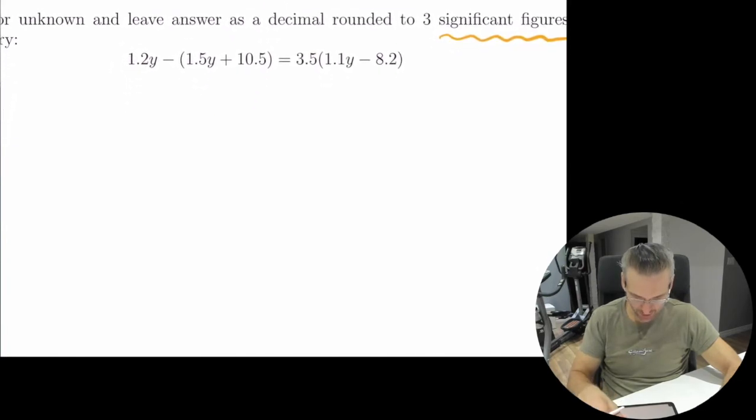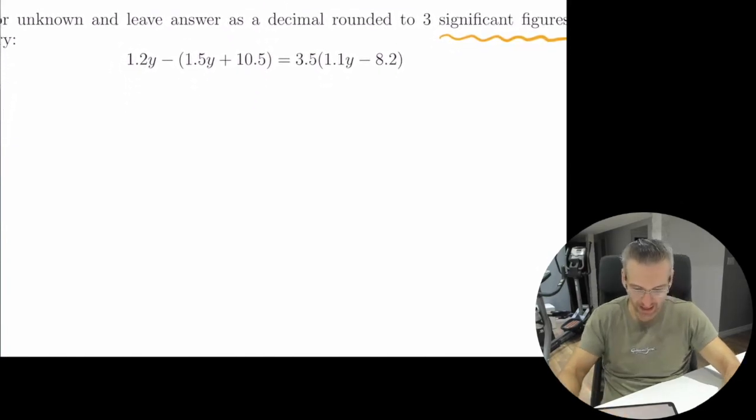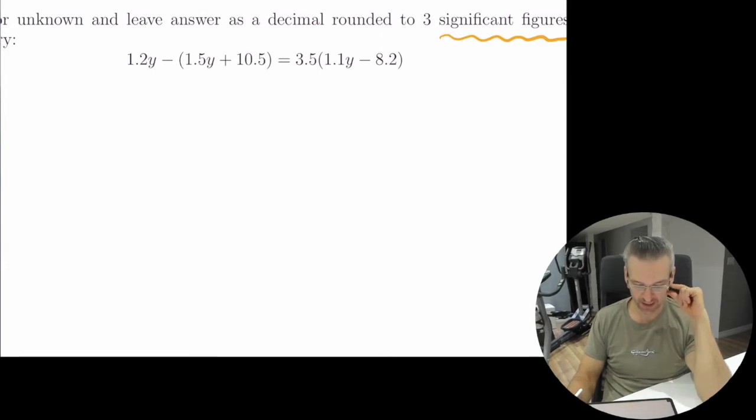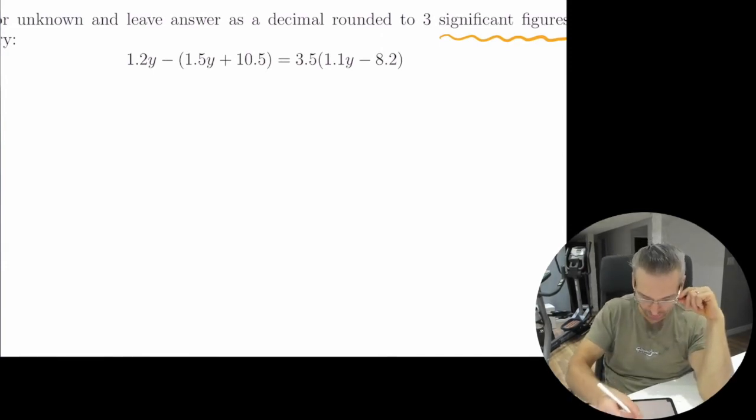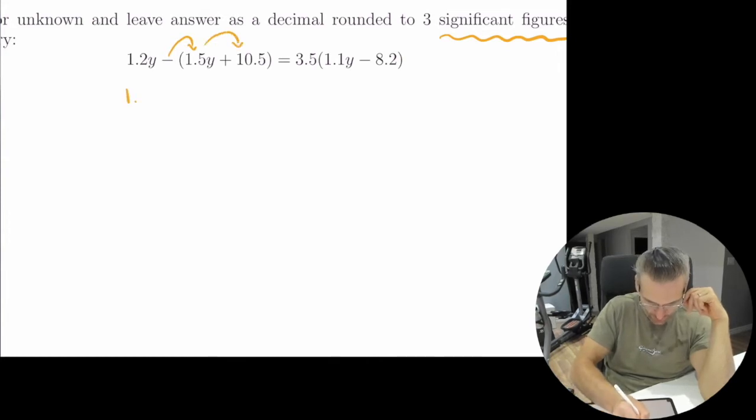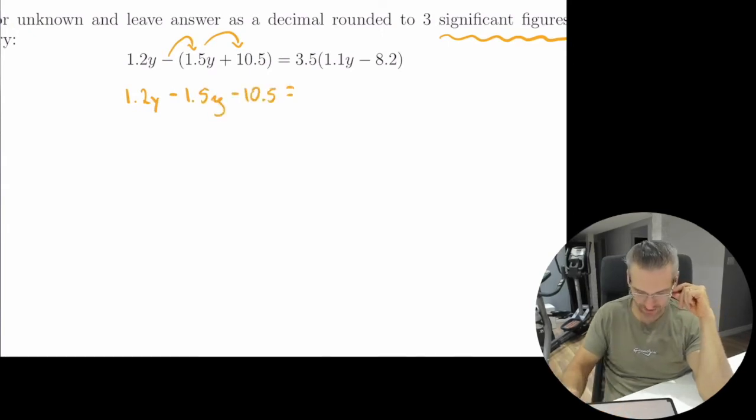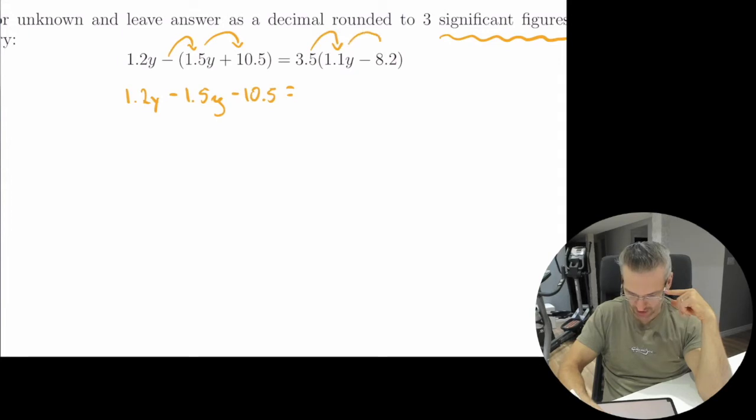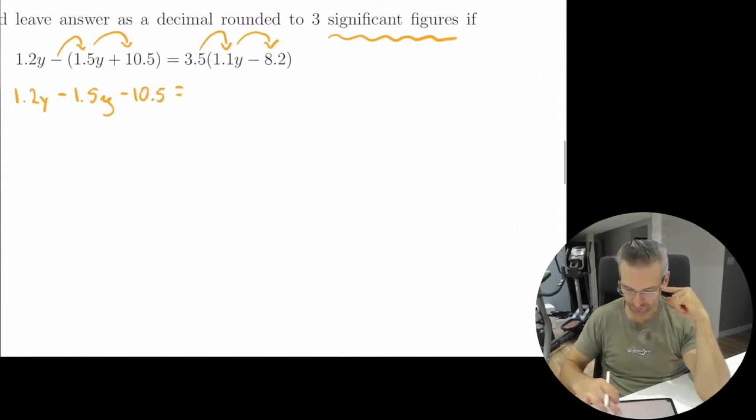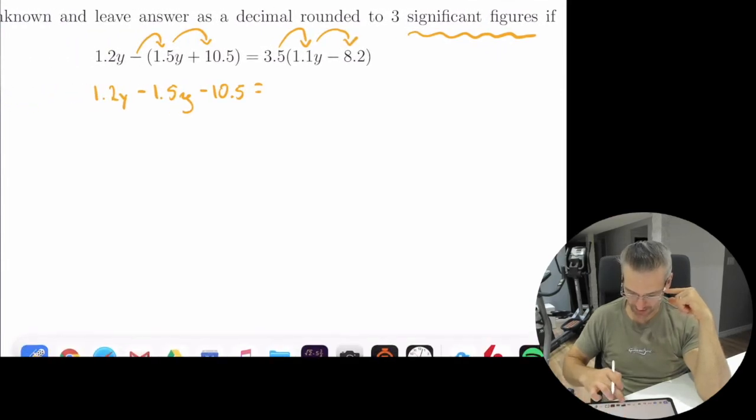Okay, so now I'm going to blow this up again. And now in terms of working with this, I will get rid of all these brackets by distributing. So I'm going to distribute this negative across. So I have 1.2y minus 1.5y minus 10.5. So that distributes across. I have this 3.5, so I'm going to bring this now and distribute it across. So I have 3.5 times 1.1. So we can cheat a little bit.